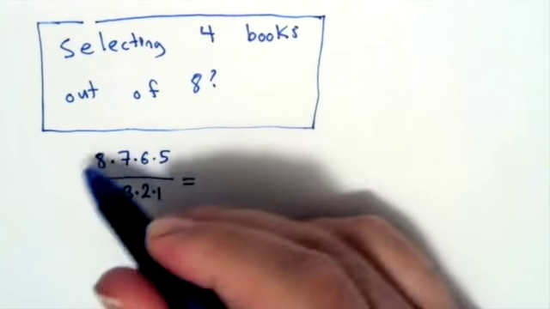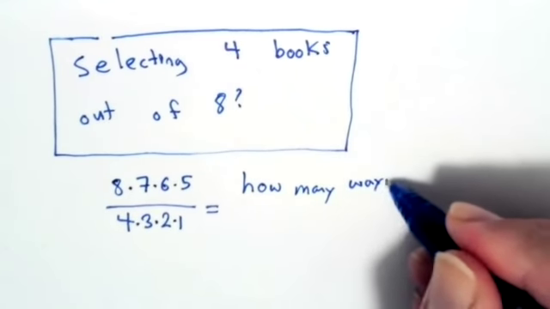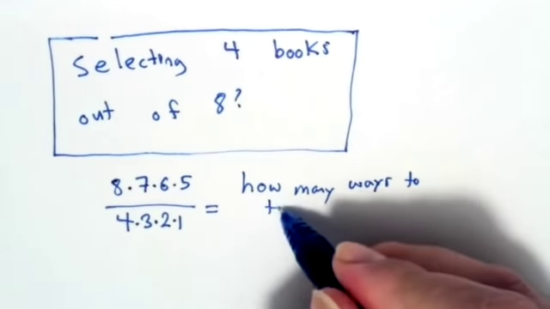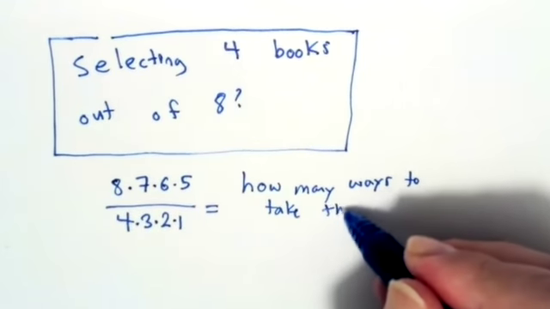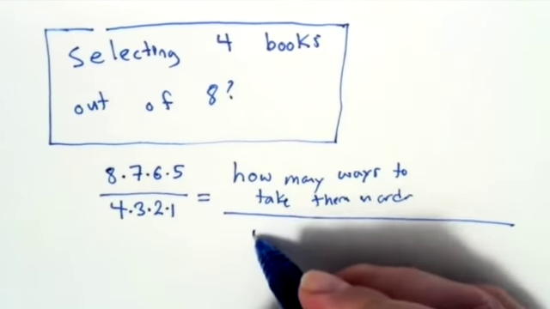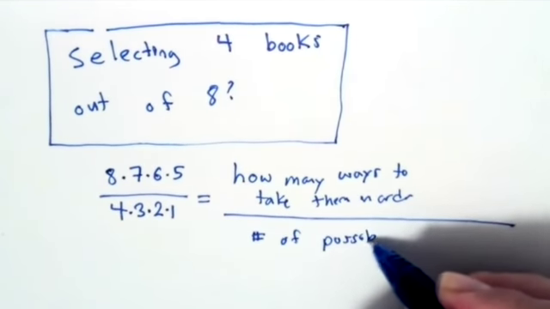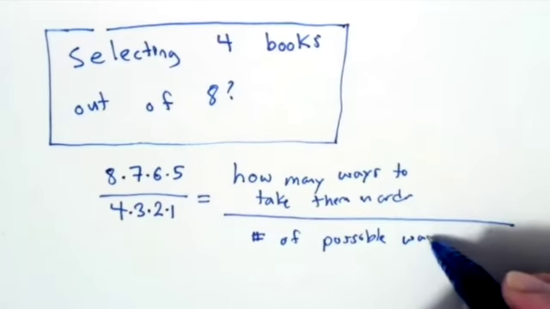This is how many ways you could select if order matters. So this would be how many ways to take them in order. And then you're dividing by the number of possible ways you could reorder the things you have, because all of those things should still be equivalent.